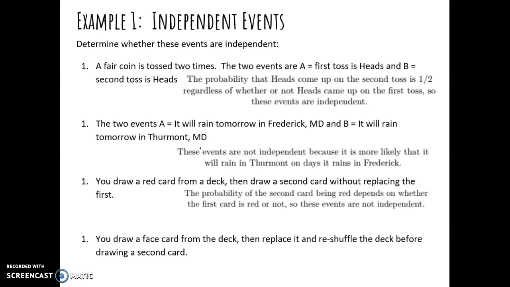Not independent. Okay, you draw a face card from a deck, then replace it and reshuffle the deck before drawing the second card. That would definitely be independent because you replaced it first. So it doesn't change the probability. A face card, there are 12 face cards out of 52. If we replace a face card, we still have 12 out of 52 face cards. So it doesn't affect the probability of the second.